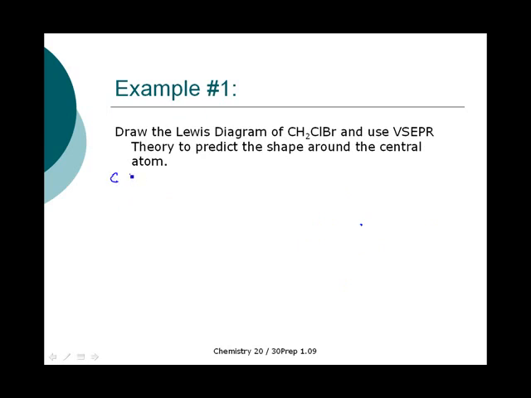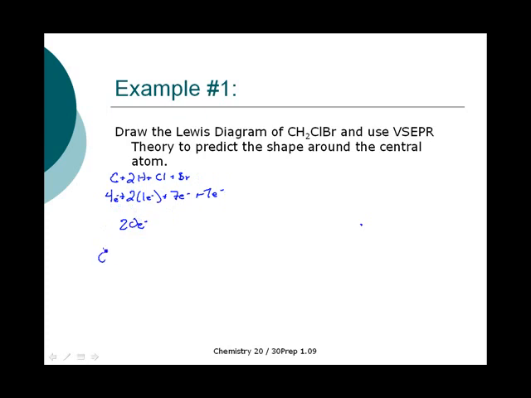We have a carbon, we have 2 hydrogens, we have a chlorine, and we have a bromine. So for valence electrons, that's going to give us 4 plus 2 times 1 plus 7 electrons for chlorine plus 7 electrons for bromine. When we add them together, we're going to get, what are we going to get? Looks like 20.